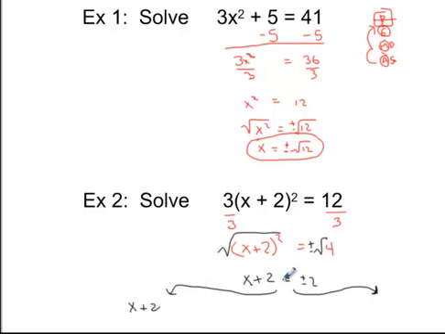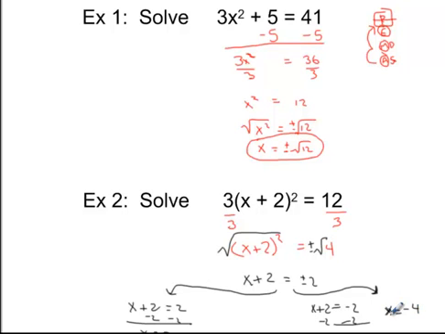So I'm going to do the x plus 2 equals 2 over here, and on this side I'm going to do x plus 2 equals negative 2. And then in both cases, just subtract 2 from both sides. And here I get x equals 0. And here I get x equals negative 4. You could actually check that.